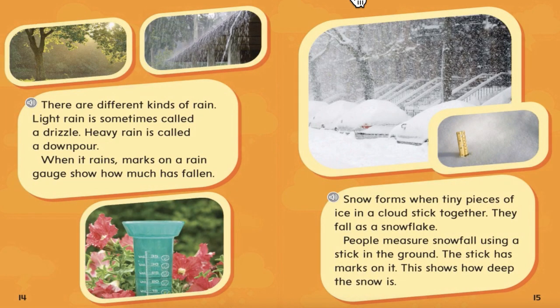There are different kinds of rain. Light rain is sometimes called a drizzle. Heavy rain is called a downpour. When it rains, marks on a rain gauge show how much has fallen.